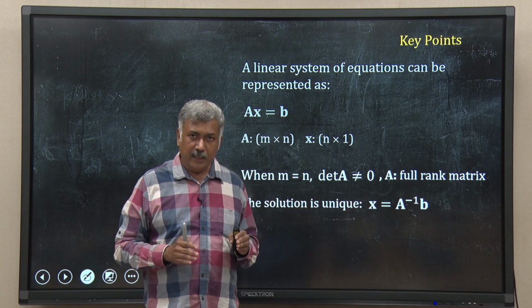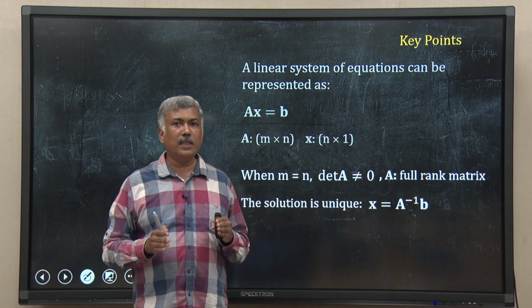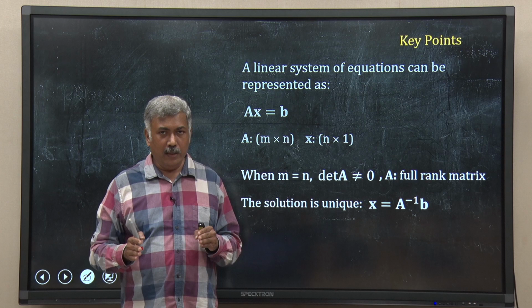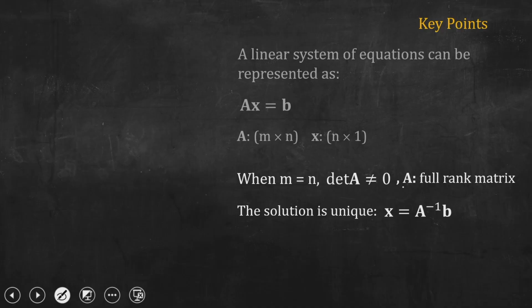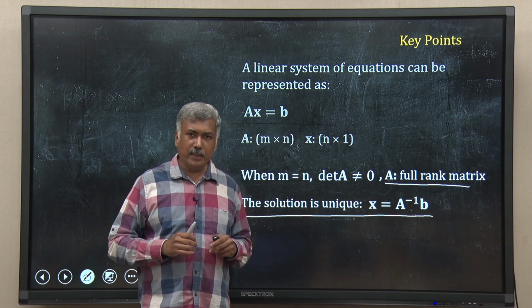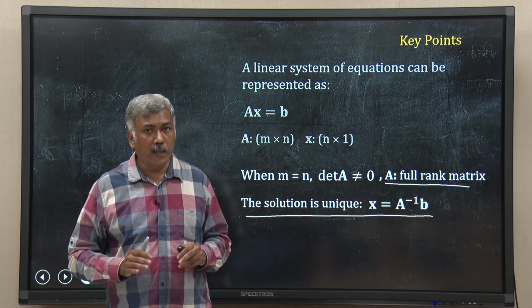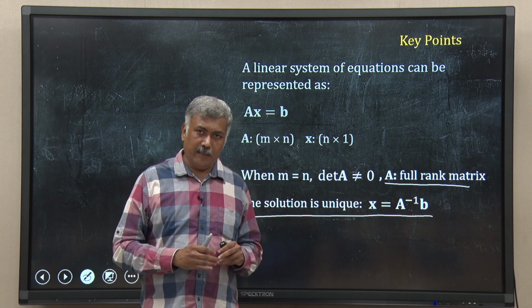And then we have learned that if the determinant of A is not equal to 0 and A is a square matrix, that means the number of equations is equal to the number of variables, and as the determinant is not equal to 0, A is a full rank matrix, then the unique solution to x is x equal to A inverse B.